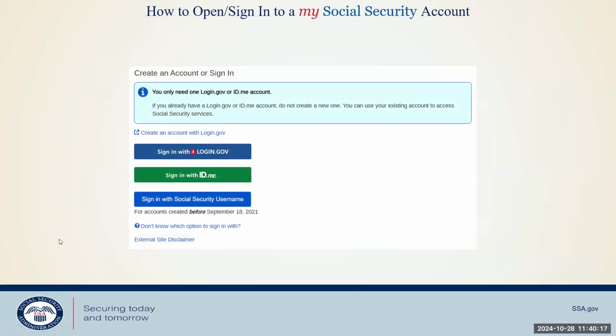They have switched from the traditional sign-in platform directly through Social Security to login.gov or id.me. So if you created your account before September 18th of 2021, go ahead and reset that. You want to go in with your normal sign-in username and password, and it's going to redirect you to log in and create an account through one of these other platforms.